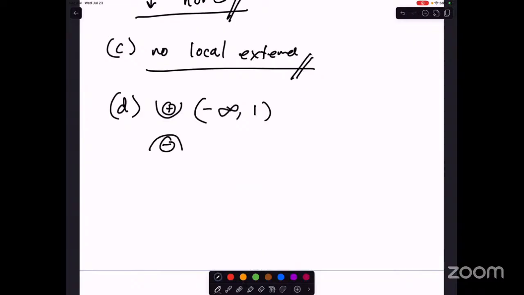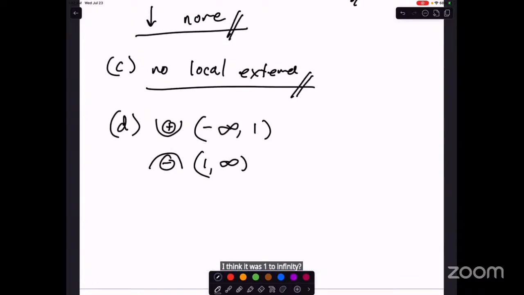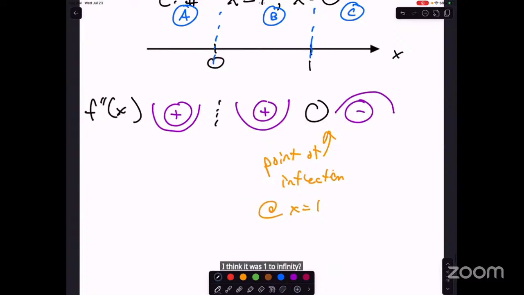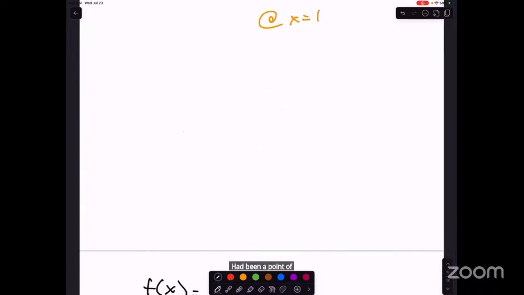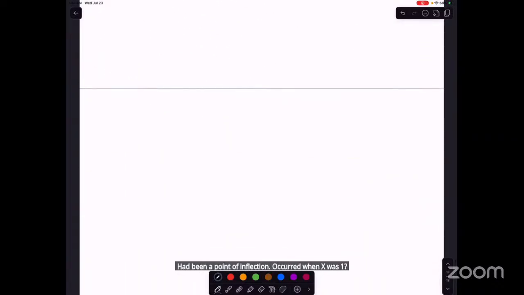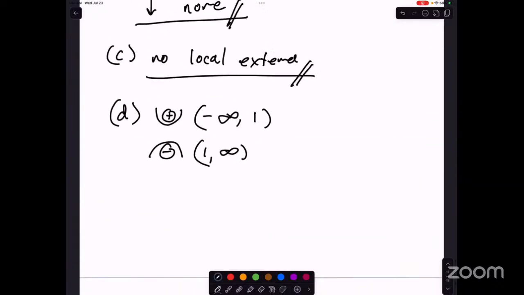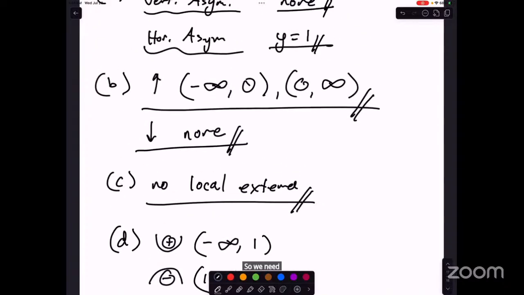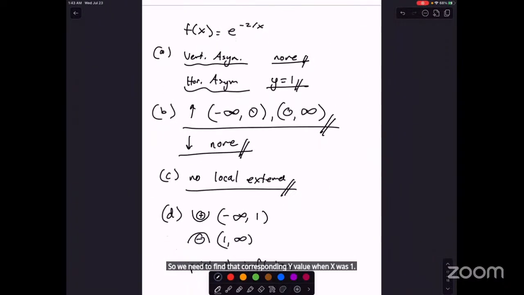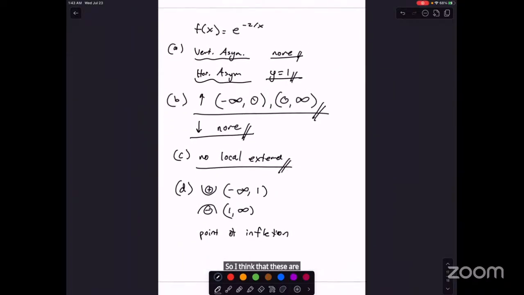I think it was 1 to infinity. And then the point of inflection occurred when x was 1. So we need to find that corresponding y value when x was 1. Okay, so I think these are all the parts.